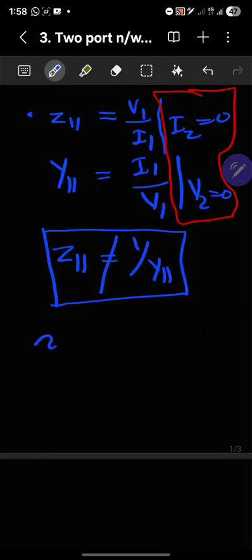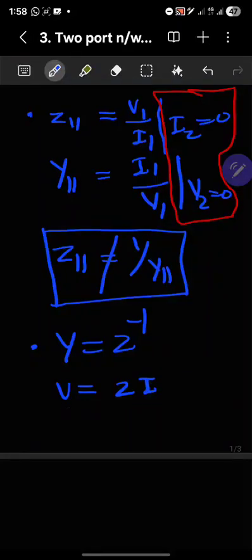Another important point: can we write Y is equal to Z inverse? Y is a matrix, Z is also a matrix. Yes, of course we can write it. How can we prove it? We know that V is equal to ZI. We pre-multiply with Z inverse. What do we get? Z inverse V is equal to Z inverse ZI. Pre-multiplying both sides with the same matrix won't change the result. So what is Z inverse Z? This is the identity matrix.